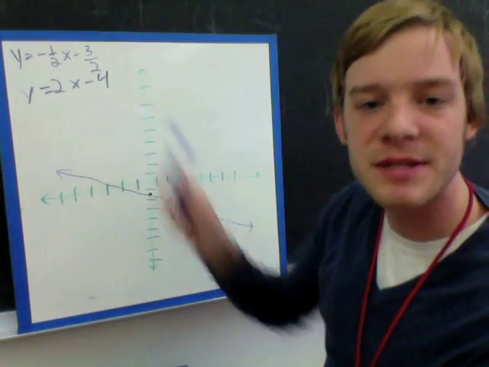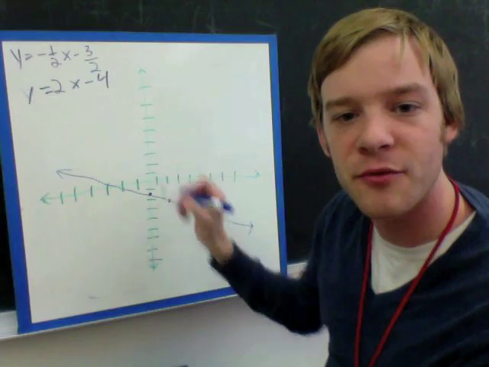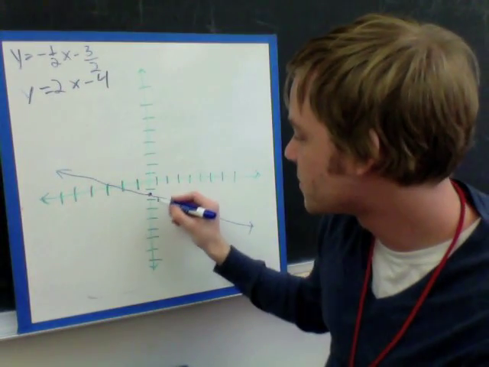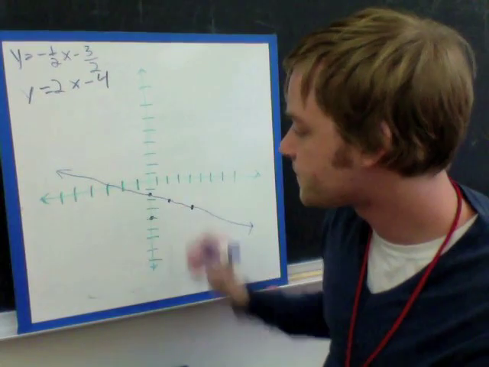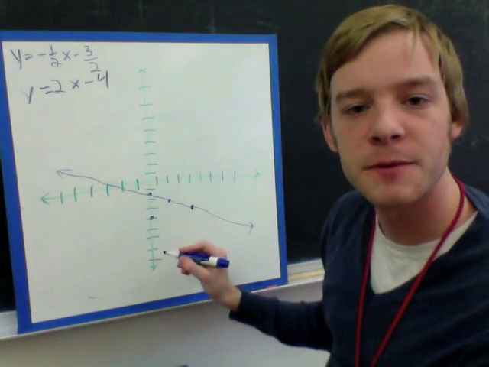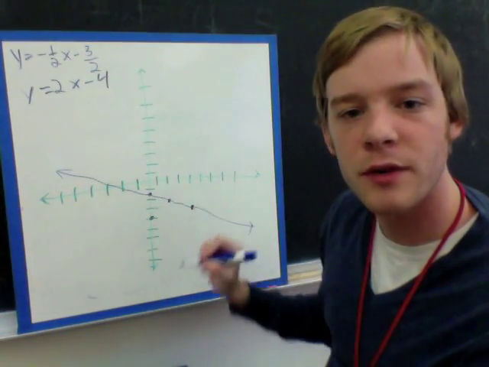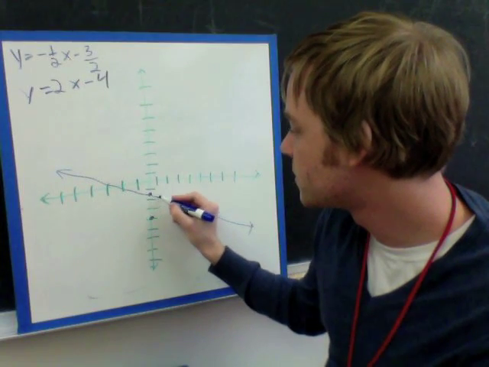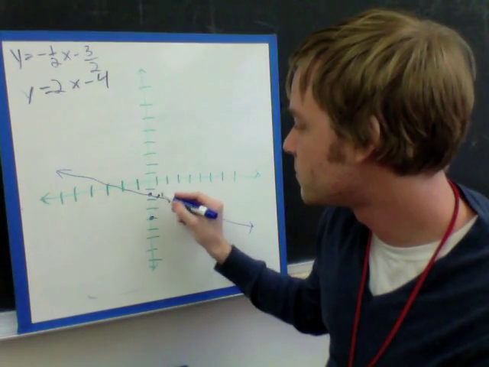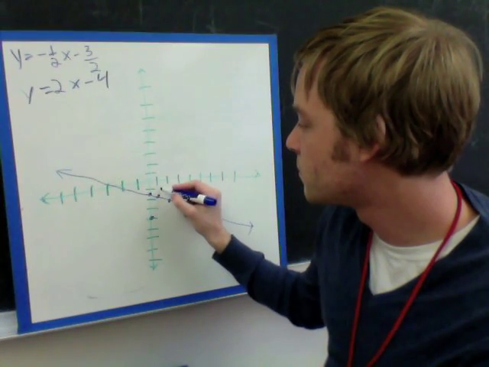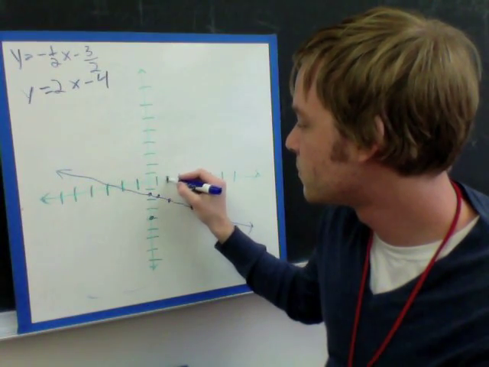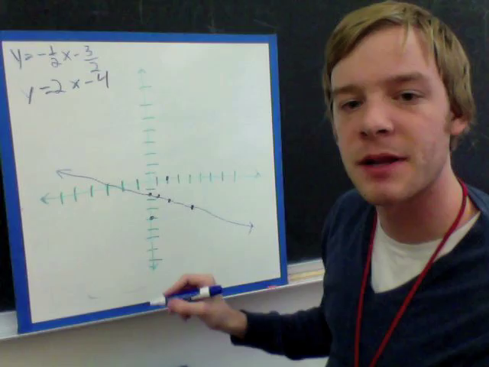If I have my second equation here, that means I'm going to go down 4 spaces for starters. And then I'm going to go up 2 spaces and over 1, and connect my line.